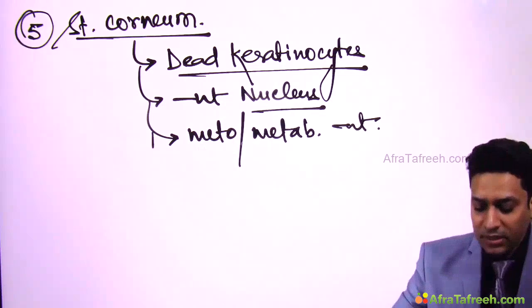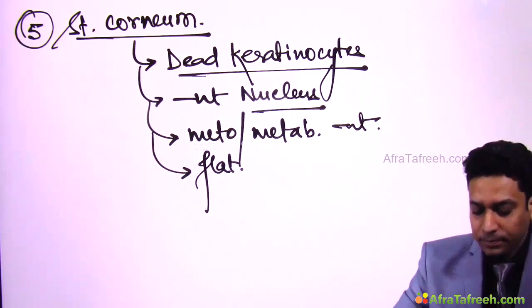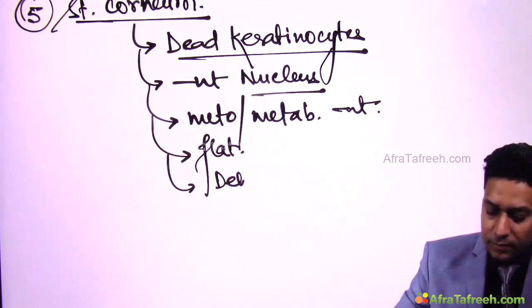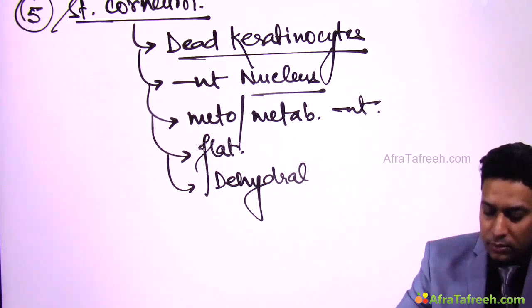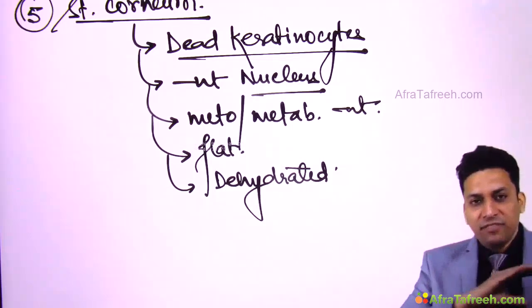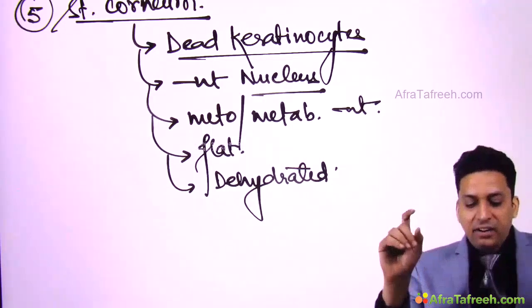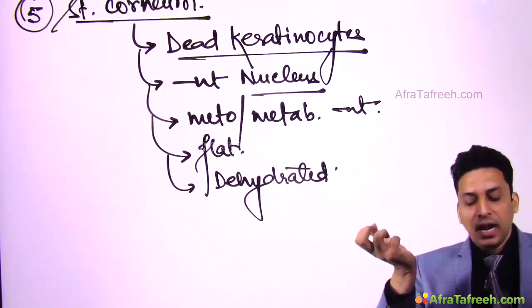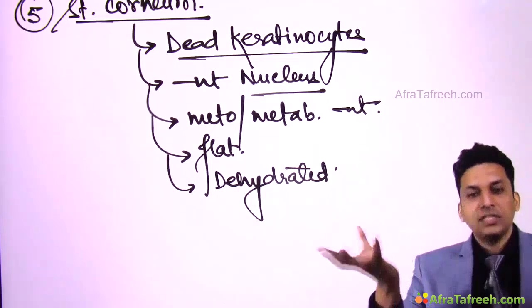The cells which are present here are generally flat and they are dehydrated. So these are the characteristics of the keratinocytes which are present here. They are very flat, they are dehydrated, they don't have nucleus or mitotic activity, and because they don't have nucleus, they are dead keratinocytes.